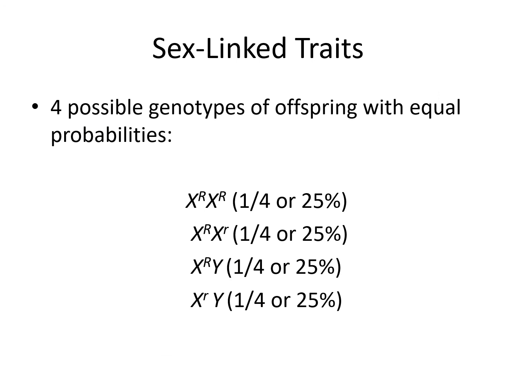Okay, and we do the cross, we'll get 4 possible genotypes of offspring with equal probabilities. We have big X capital R, big X capital R. This is homozygous dominant. That'd be 25% chance. Big X capital R, big X little r. This is heterozygous female. That's a carrier. That's 25%. You could have a male with normal vision. That's 25% chance. And a big X little r Y, a male that's colorblind. So they have a 25% chance of having each of these genotypes.